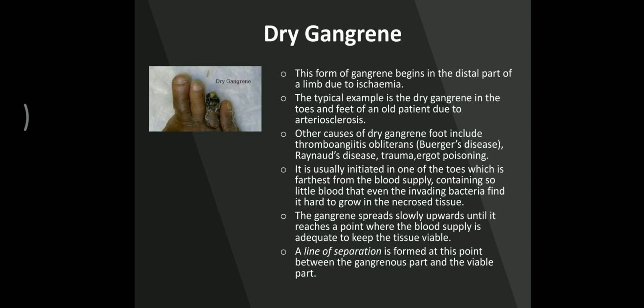It is usually initiated in one of the toes, which is furthest from the blood supply, containing so little blood that even invading bacteria find it hard to grow in the necrosed tissue. The gangrene spreads slowly upward until it reaches a point where the blood supply is adequate to keep the tissue viable. So there is a line forming between the viable cells and the dead cells. It's called the line of demarcation.